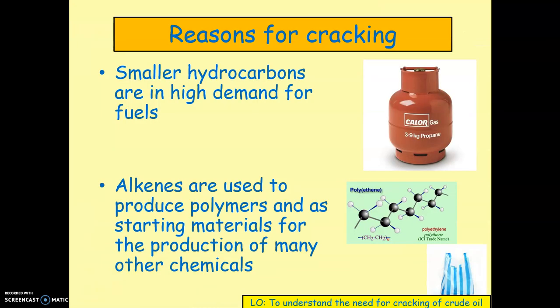Okay, so what are the reasons for cracking? You can pause the video just for 10 seconds to get these down. They are smaller hydrocarbons in high demand for fuels. And alkenes are used to produce polymers, plastics, and as starting materials for the production of many other chemicals as well. So for fuels and for making polymers for plastics and production of other chemicals such as pharmaceuticals.